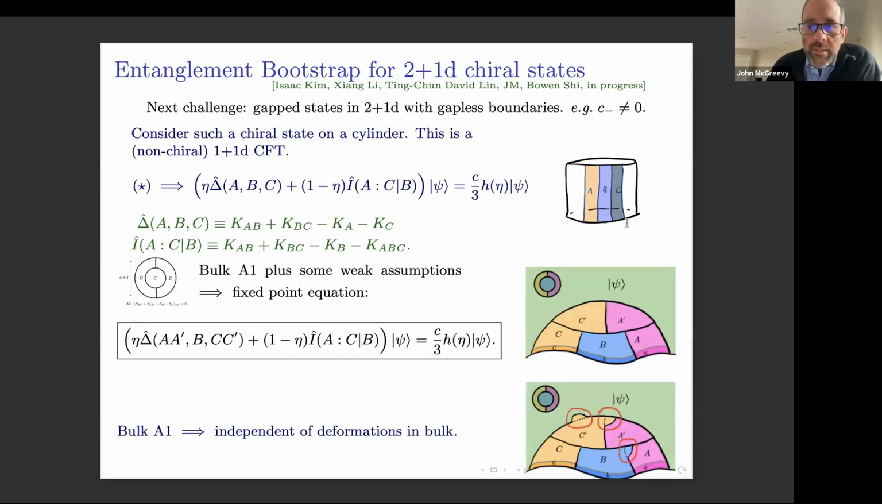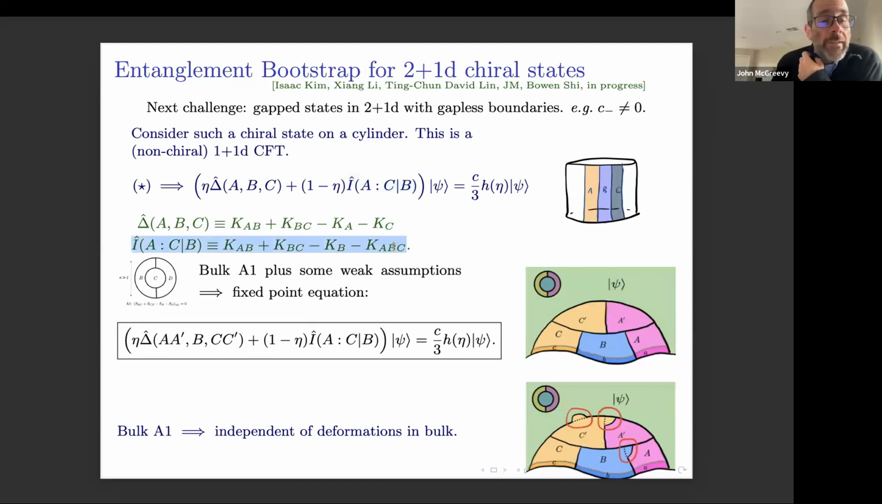If I put it on a cylinder like this, it's really a non-chiral 1 + 1 dimensional CFT in the sense that there's a right mover going this way and a left mover going this way. And therefore, it should satisfy the fixed point equation. I've rewritten the fixed point equation in terms of this quantity delta hat, which is the operator version of the weak monotonicity quantity, and I hat, which is the operator version of the conditional mutual information. It's just the same quantity I talked about before.